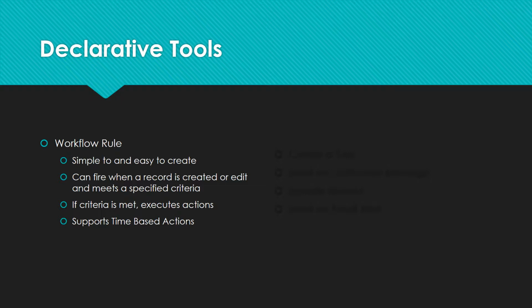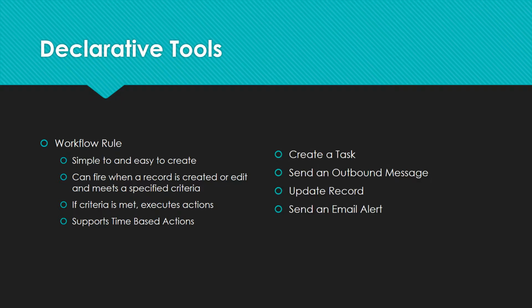And it can also support a time-based action. These actions that a workflow rule can fire are, it could create a task, send an outbound message, update a record, and send an email alert.